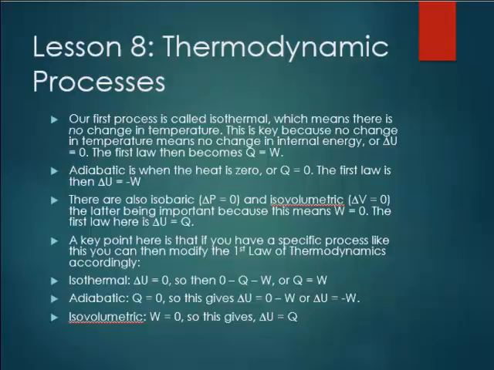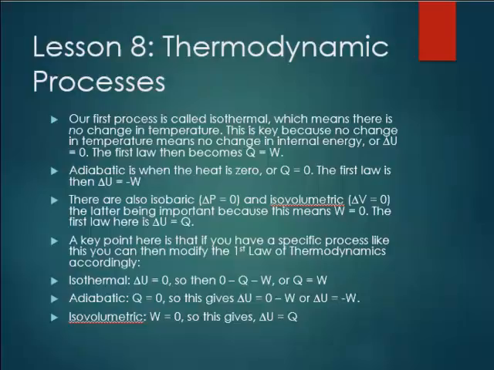There's also isobaric, delta P equals 0, and isovolumetric, delta V equals 0. The latter being more important because when delta V equals 0, the work done equals 0. So then the first law here is delta U equals Q, or the change in internal energy is just equal to the heat added to the gas.